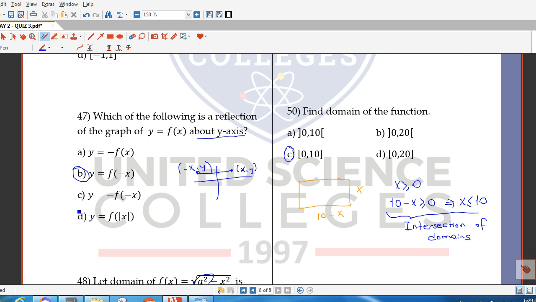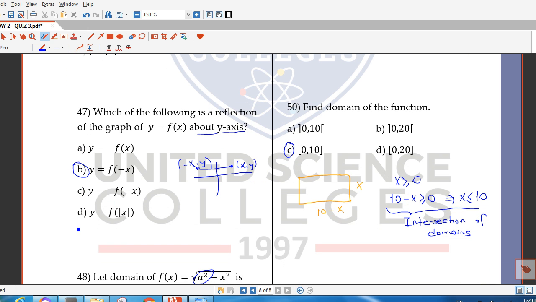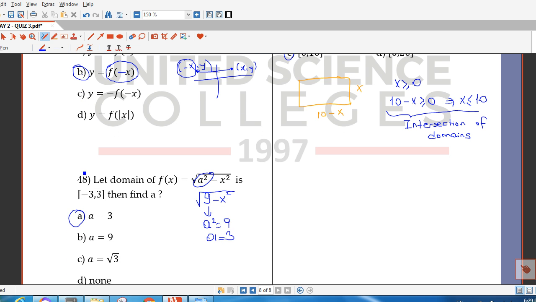Question 47. If there is a reflection about the y-axis, x is changing sign, but y is the same. X is changing sign, but y is the same. So answer is B.